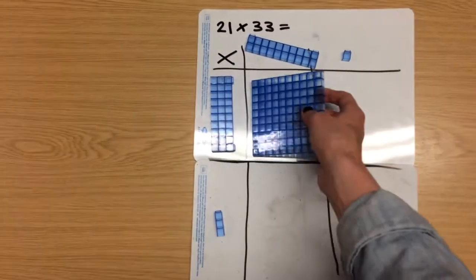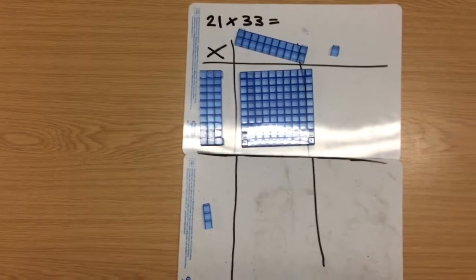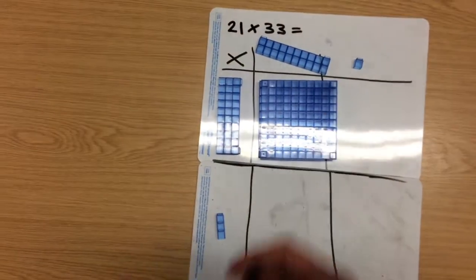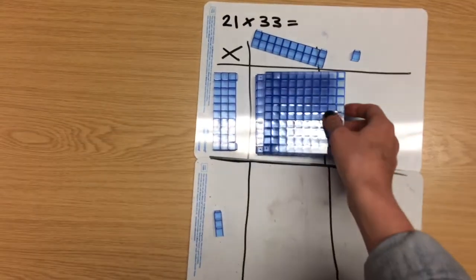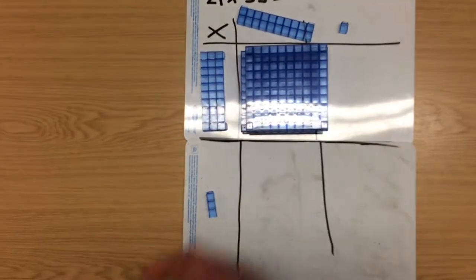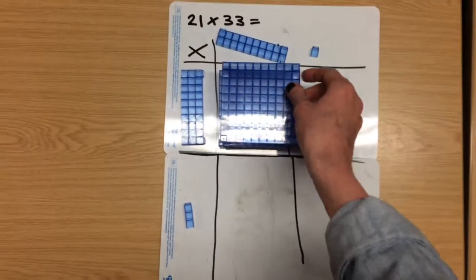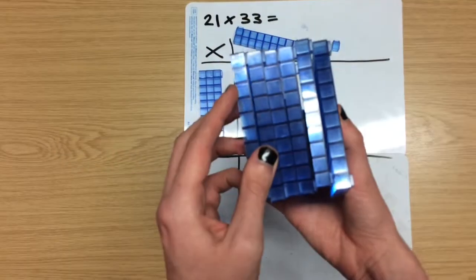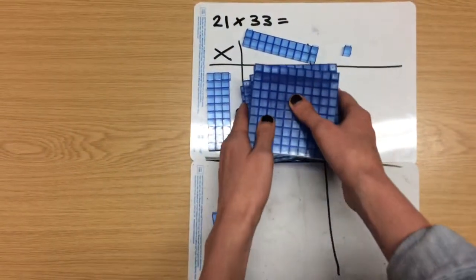We use 100, 200, 300, 400, 500, 600. So we have six 100 squares, which make 600 together.